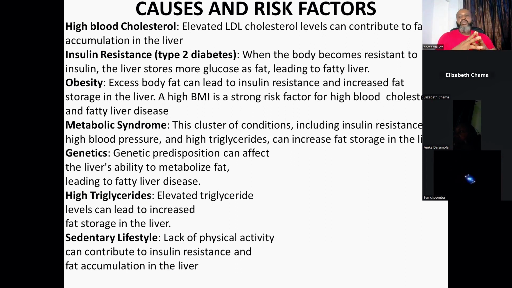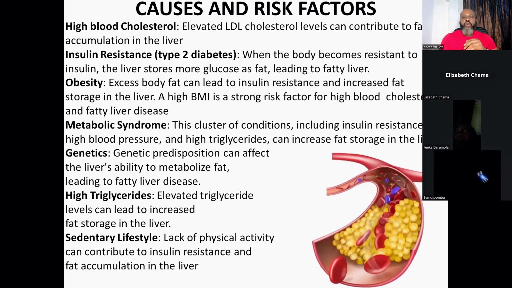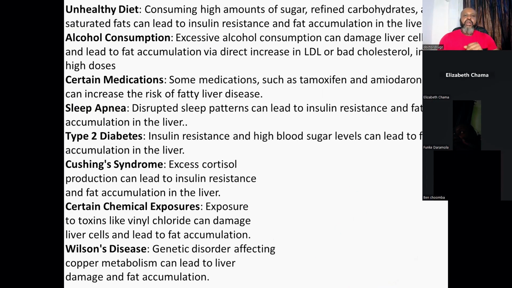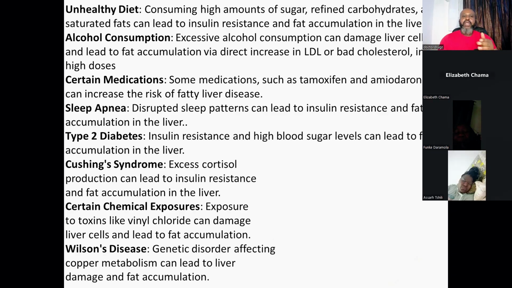Genetics, that is when one is genetically predisposed to having such issues. And then we have high triglycerides. We'll talk about that shortly. We're talking about the liver function test, and then sedentary lifestyle, lack of exercise, unhealthy diet, alcohol consumption. We know that already. Certain medications, sleep apnea, that's obstructed sleep patterns, type 2 diabetes as a result of insulin resistance, and high blood sugar levels leading to fat accumulation in the liver.